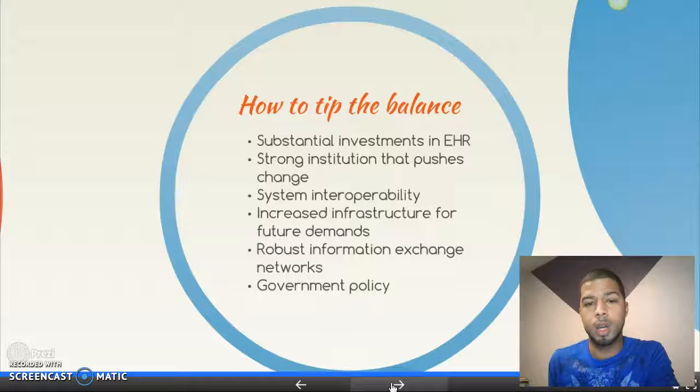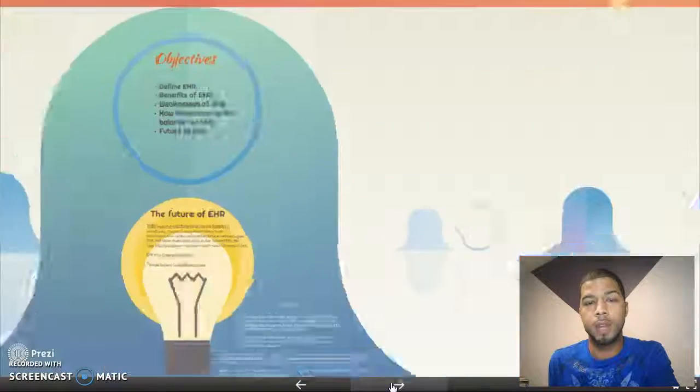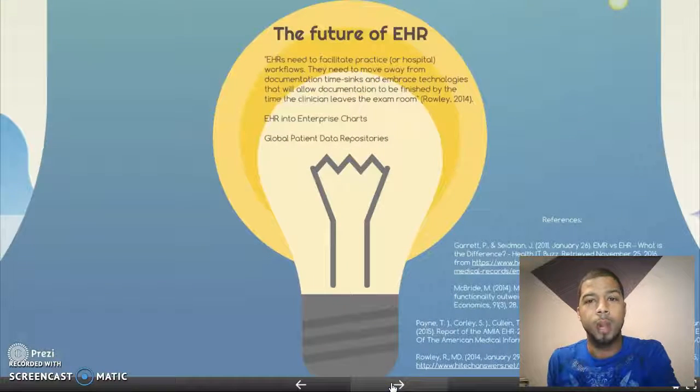And now we're going to move on into the future of EHR. So I found another article that states that EHRs need to facilitate practice workflows. They need to move away from documentation time sinks and embrace technologies that allow documentation to be finished by the time the clinician leaves the exam room. This also addresses the issue of the weaknesses previously discussed.